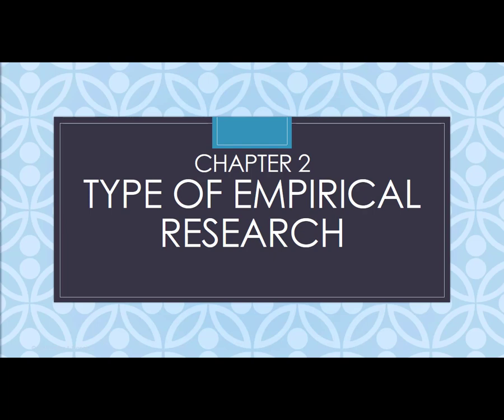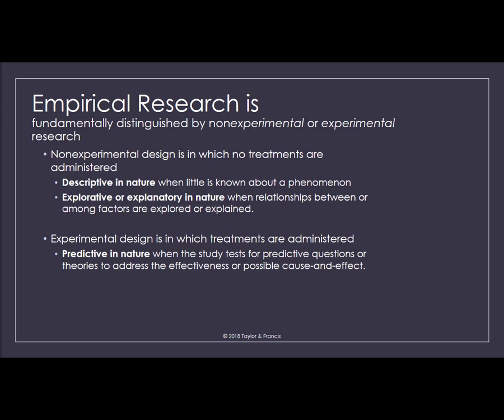So I'm going to go through the types of empirical research, and then I'm going to go back and do some examples for you. So empirical research, what is it? It's really distinguished between non-experimental and experimental research. In non-experimental designs, there are no treatments. They're descriptive in nature, they're exploratory, looking at the relationship between factors, things like that.